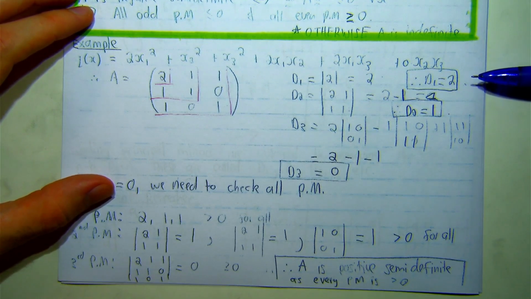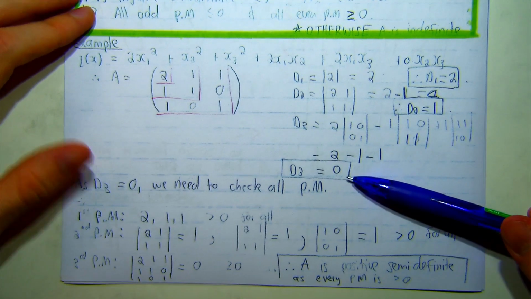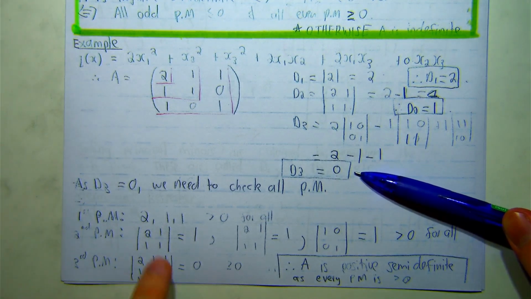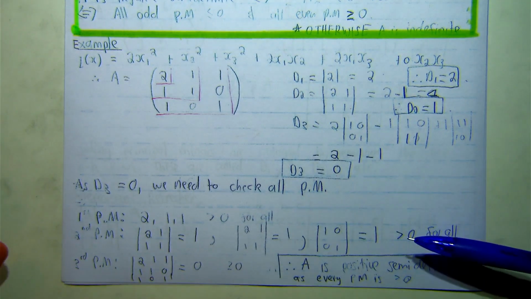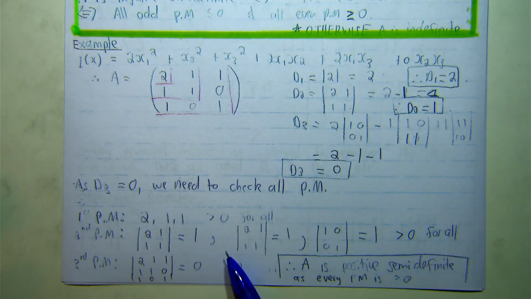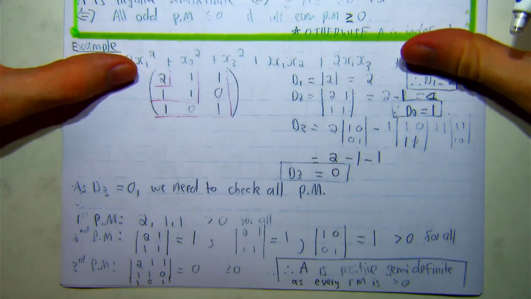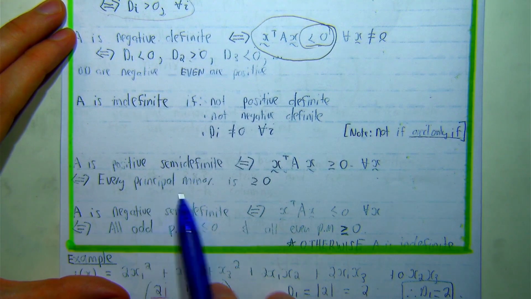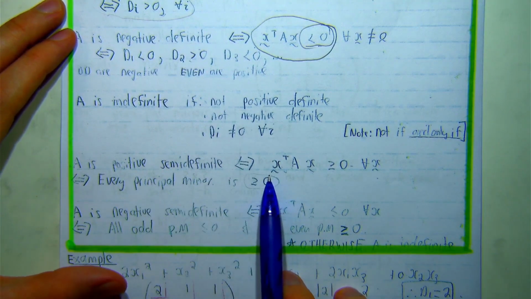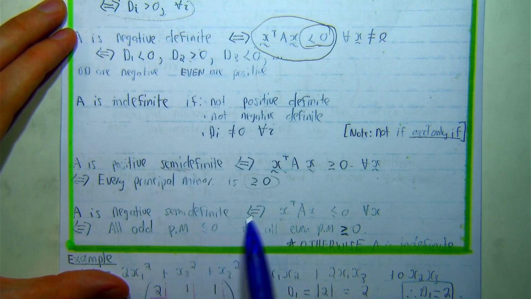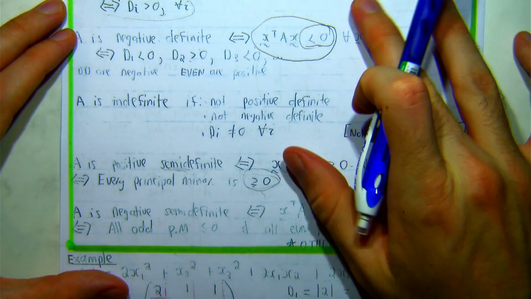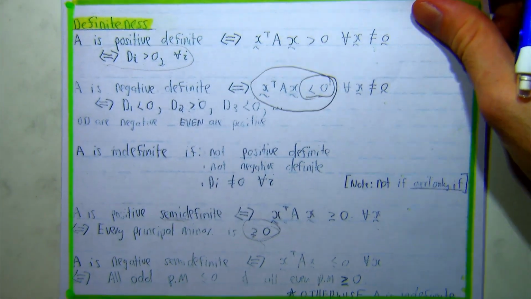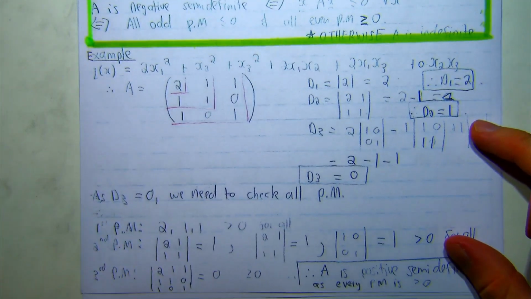And because you have D3 equal to 0, we need to calculate every principal minor, which is done below. And once you calculate all of them, you find that all of them are positive or 0. And if you go up to our chart, then positive semi-definite is that every principal minor is greater or equal to 0. So the semi-definite is what allows us to have greater or equal to, as opposed to positive definite, which is strictly greater on the leading ones. Anyway, you can pause the video and have a look through the maths of that if you please.